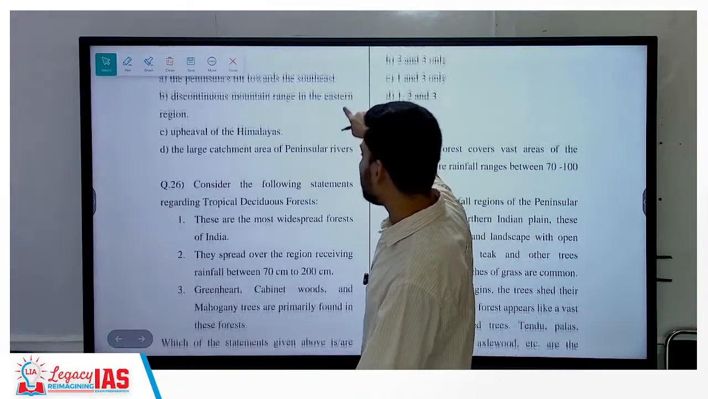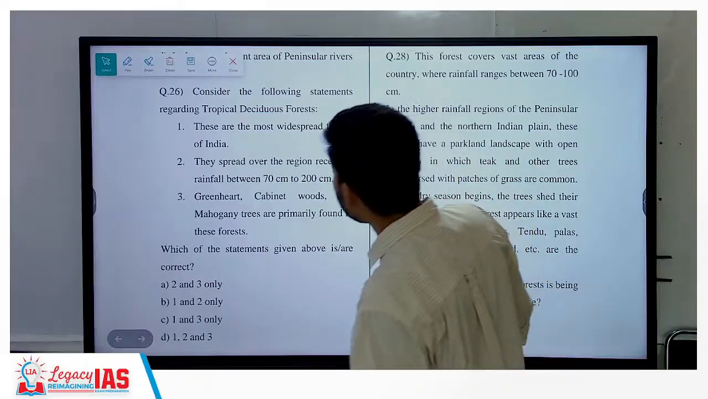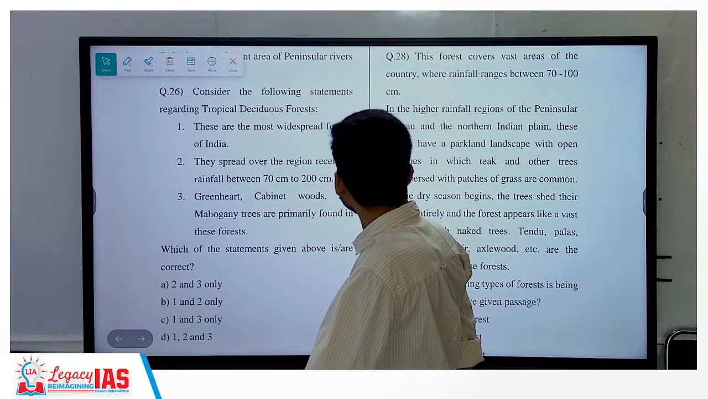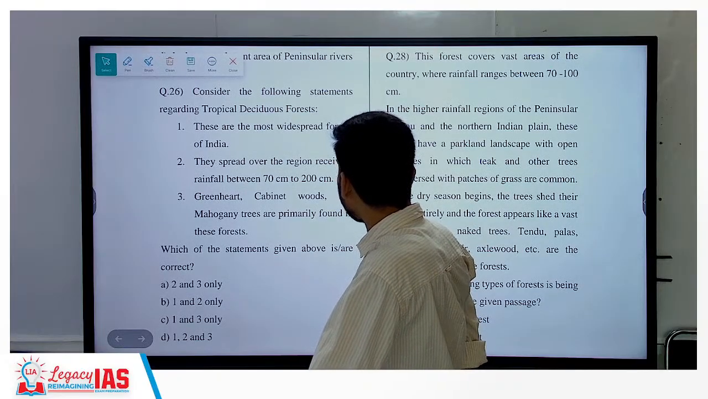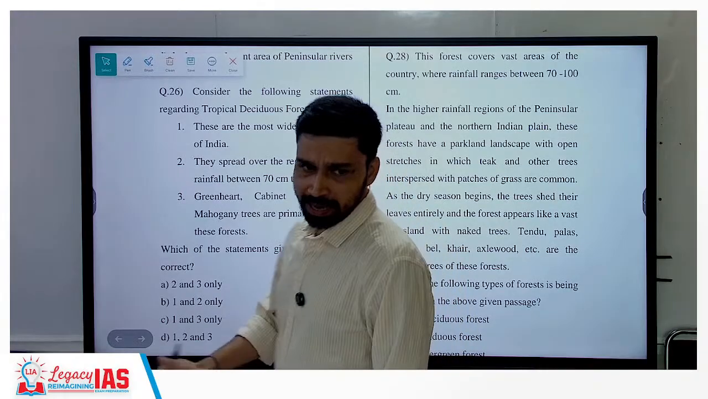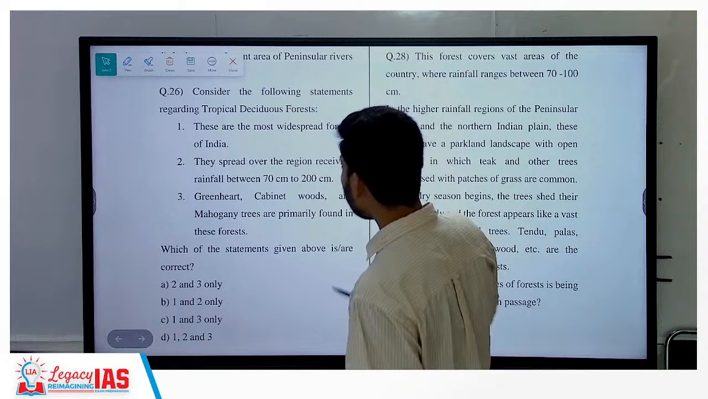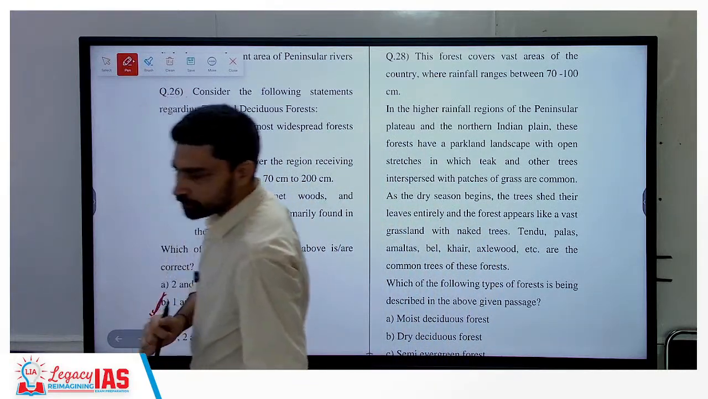Consider the following statement regarding tropical deciduous forest. Most widespread forest of India. Correct or false? Correct. Spread over the region receiving rainfall between 70 to 200 centimeters. Greenheart, cabinet woods, mahogany are primarily found in these forests. No, mahogany, aini, ebony, all of these are evergreen forest trees we have discussed. So 1 and 2 only. B. Okay, for 26, B is the right option.